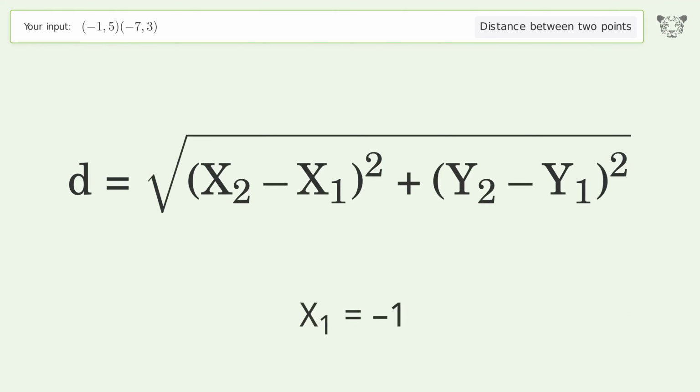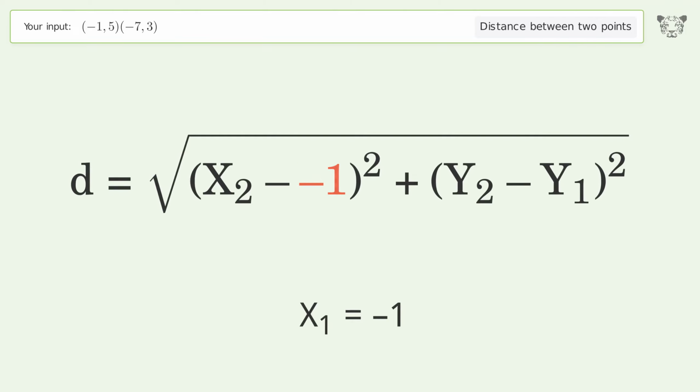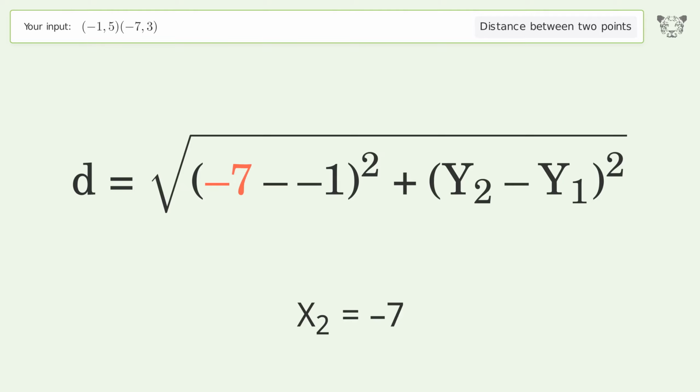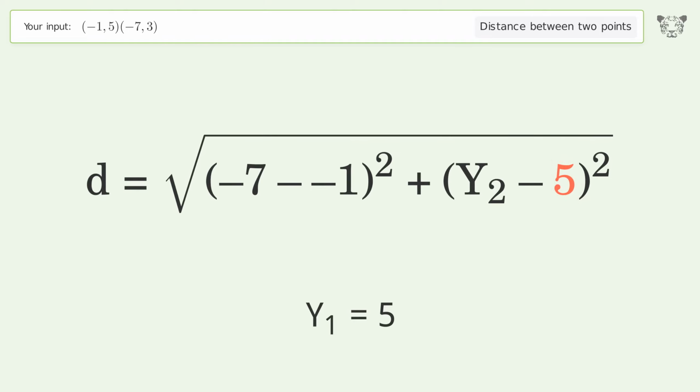x1 equals -1. x2 equals -7. y1 equals 5. y2 equals 3.